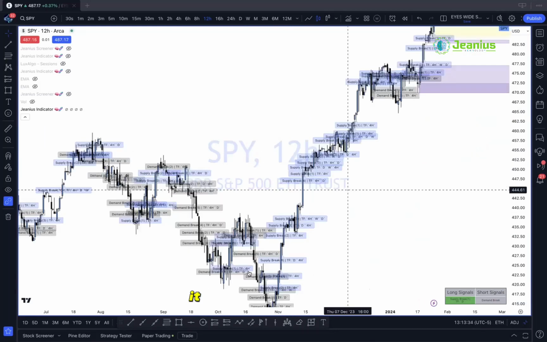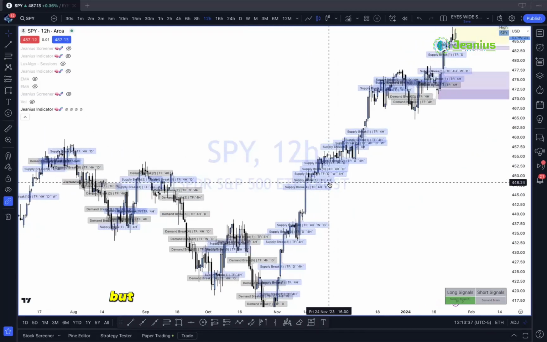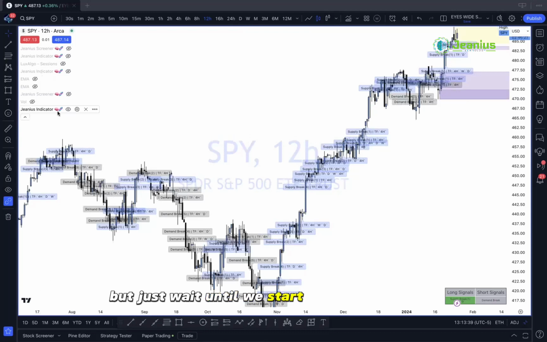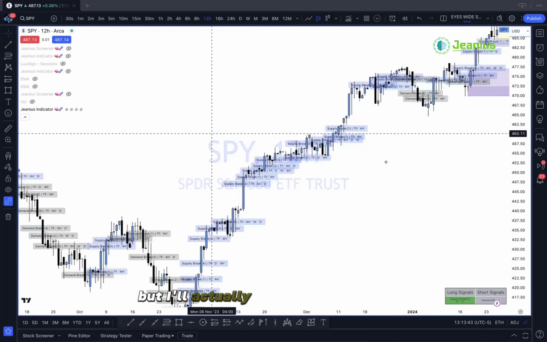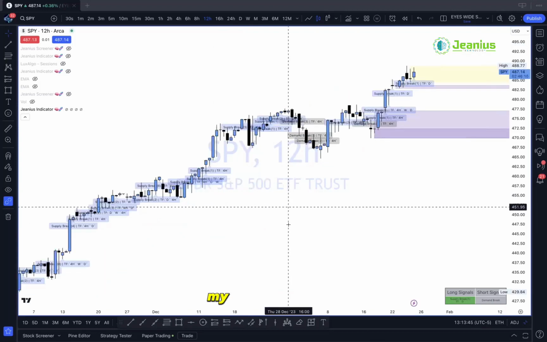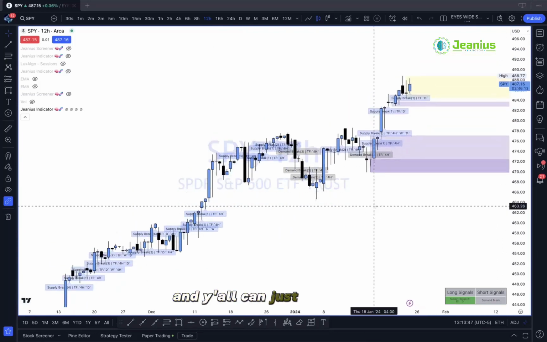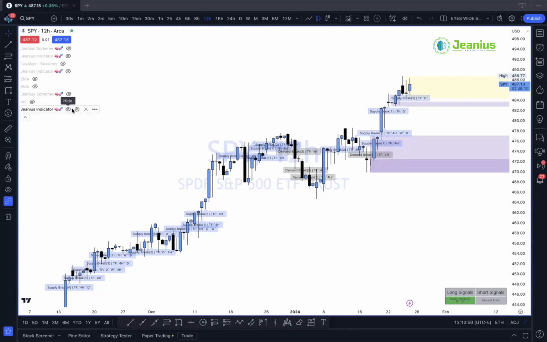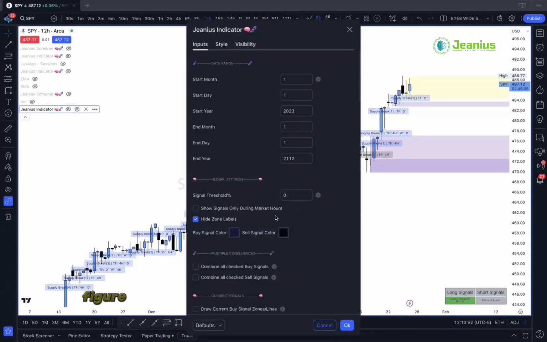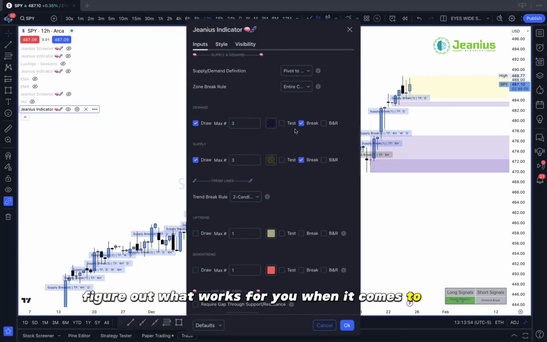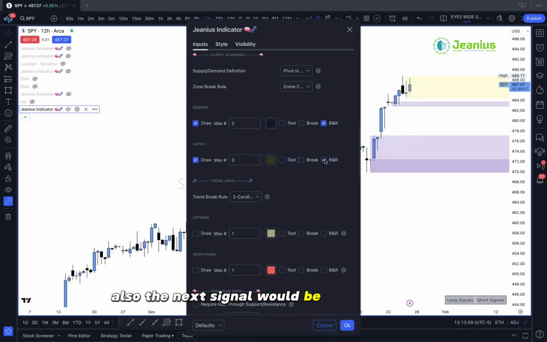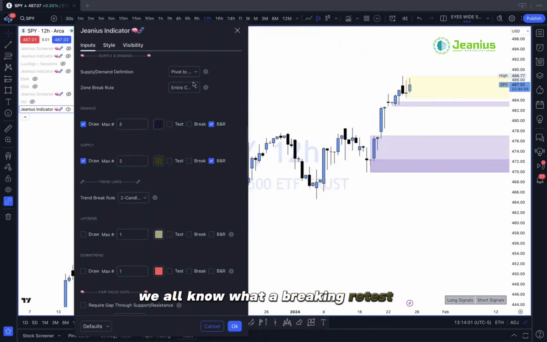Mind you, it looks crazy right now, but just wait until we start stacking things up. And I won't spend too much time stacking things up, but I'll actually just show how I stack my confluences up, and y'all can just go back and figure out what works for you when it comes to these configurations. So the next signal would be break and retest. We all know what a break and retest is.